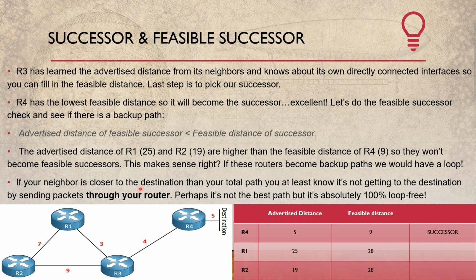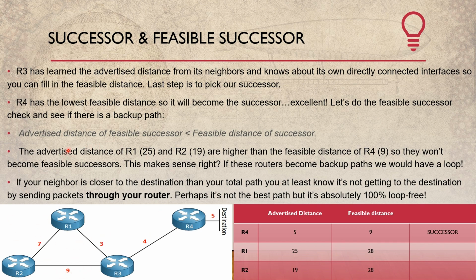If the neighbor is close to the destination, then your total path should not be reaching the destination by sending packets through your own router. Perhaps it is not the best path, but it is absolutely 100% loop free. Because of this condition, we become 100% loop free. Here we have only the successor and no feasible successor. If we considered anything as a feasible successor here, this network would end up with a loop.